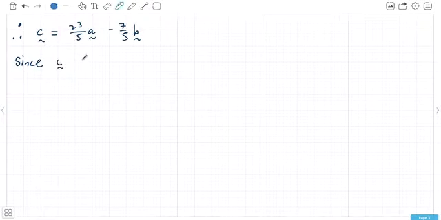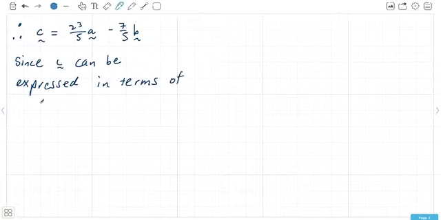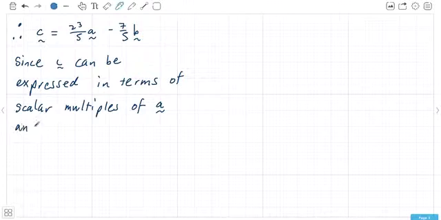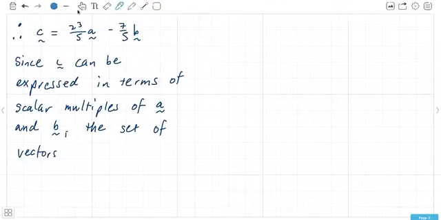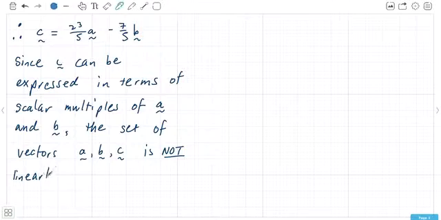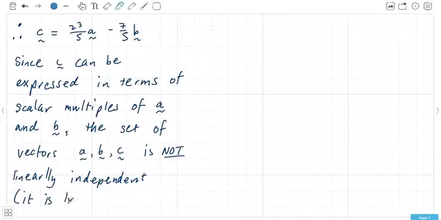And since c can be expressed in terms of scalar multiples of a and b, that means the set of vectors a, b, c is not linearly independent. One of those vectors, c, depends on the other vectors to be constructed. So essentially it is linearly dependent. Okay, so that's what we're looking for. Sorry, I've put 2 L's in linearly. Okay, so that's the idea.